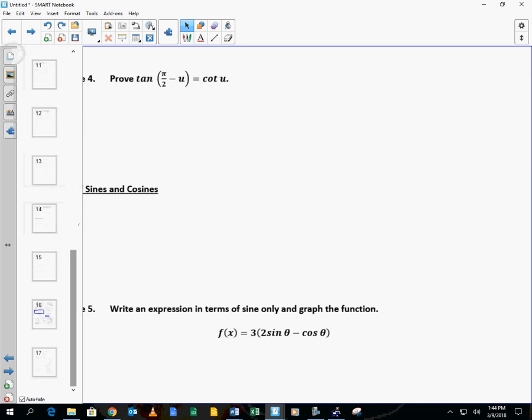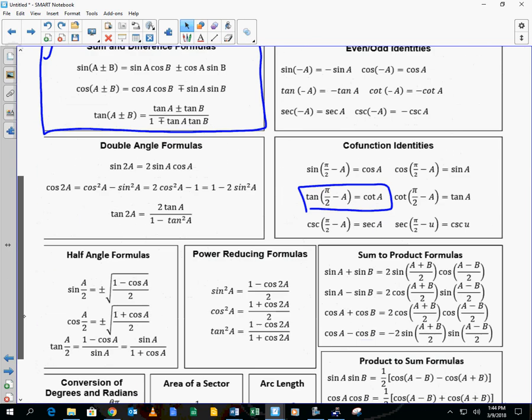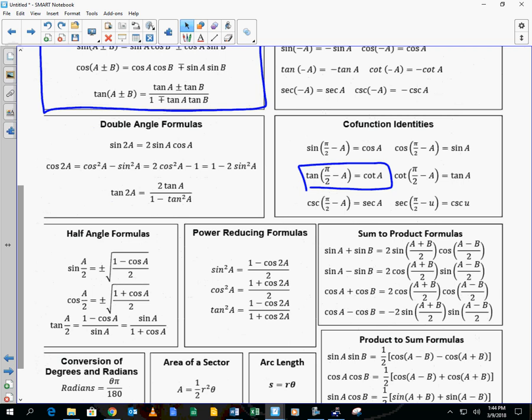We're proving a cofunction identity, and so you're not going to use these cofunction identities, but you are going to prove that some of them are true. This is if you take tangent of pi over 2 or 90 minus an angle, that's the same as cotangent of the angle. Huh, who knew? You know how I come up with them? We just do our sum and difference formulas.